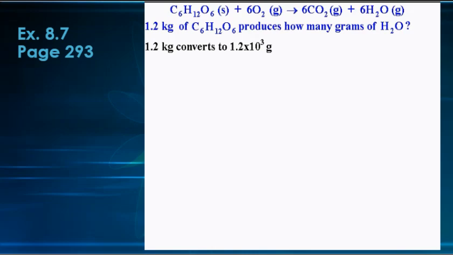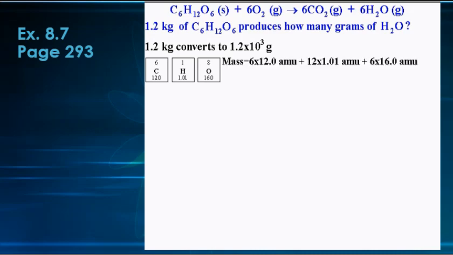Now I can finally get to moles of glucose. To do that, we look at the periodic chart. Here are the entries for C, H, and O. To get the mass of glucose, we take 6 times 12.0 for the 6 carbon atoms, plus 12 times 1.01 for the 12 hydrogen atoms, plus 6 times 16.0 for the 6 oxygen atoms. When I add this together, using the rules of significant figures for addition, I get 180.1 AMUs. That also tells us that 1 mole of C6H12O6 is equal to 180.1 grams of C6H12O6, and now we can convert to moles.